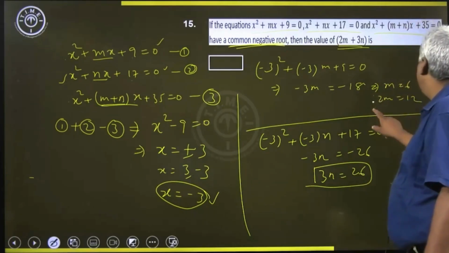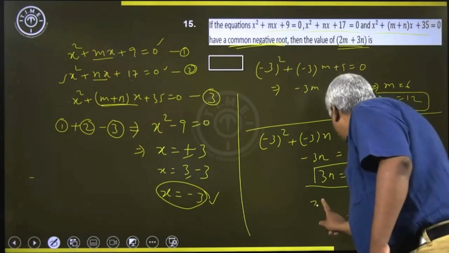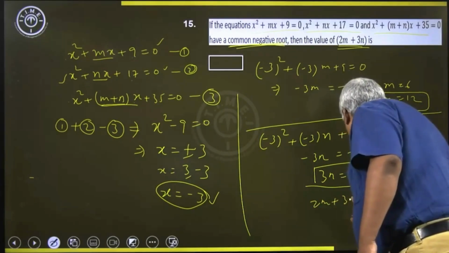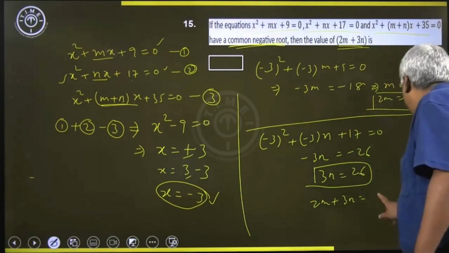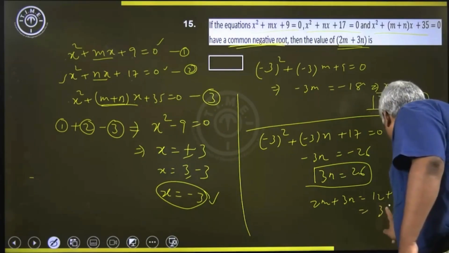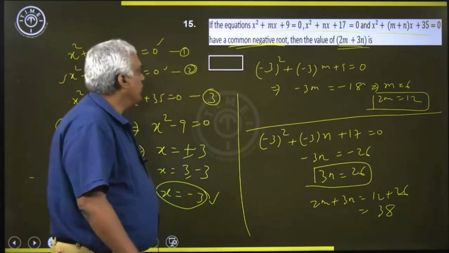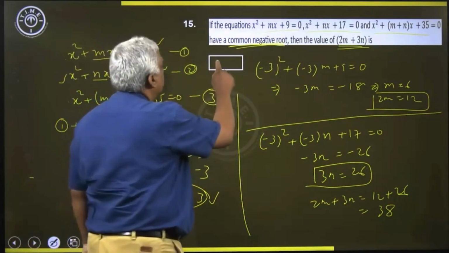Here we got 2m as 12. So the answer is 2m plus 3n, which is 12 plus 26. So we got the answer as 38. So 38 is the answer for this question. Okay, so the answer is 38.